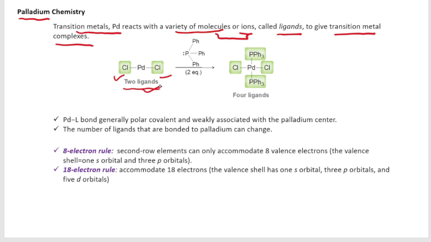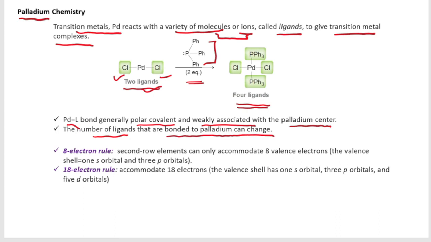When you react this palladium dichloride with triphenylphosphine, and you use 2 equivalents of this, it will give you a palladium complex with 4 ligands. This palladium-ligand bond is generally polar covalent and weakly associated with the palladium center. So this means you can break or make this bond anytime. So the number of ligands bonded to palladium can change accordingly.